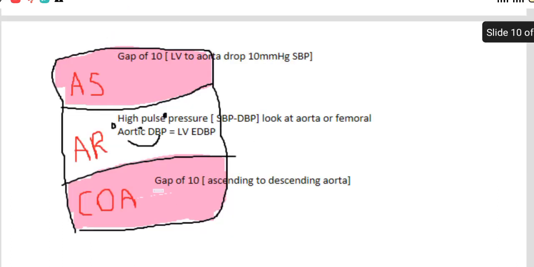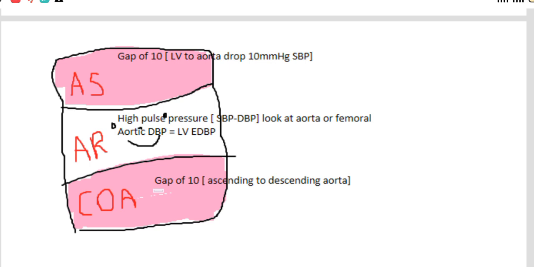This is aortic stenosis. Aortic stenosis I previously described to you: from the left ventricular outflow tract there is a gap, a pressure drop of more than 10, from the left ventricle to the aorta. Okay, you know that already.